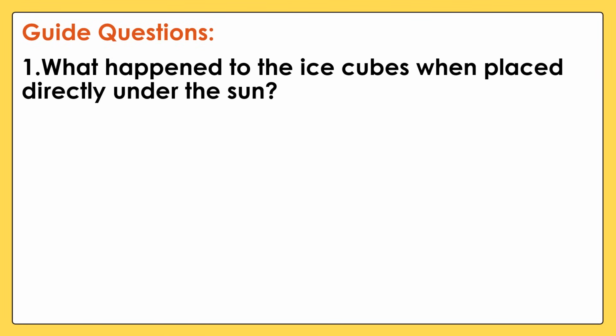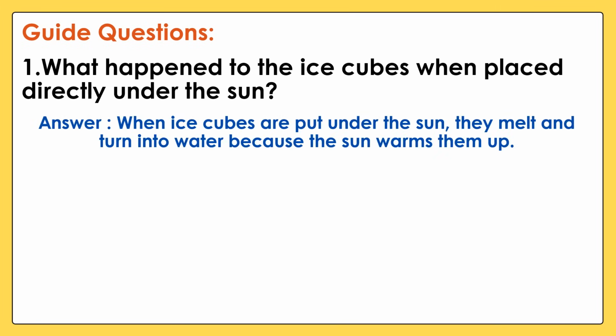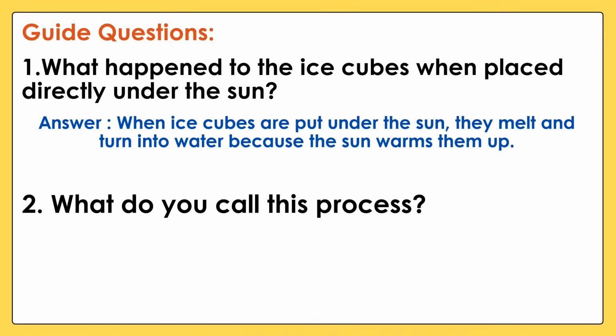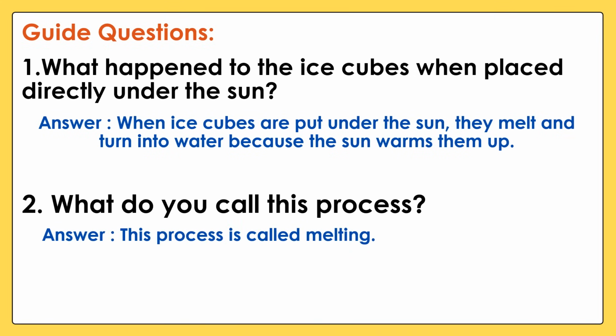And here are the answers. Number 1, what happened to the ice cubes when placed directly under the sun? The answer: when ice cubes are put under the sun, they melt and turn into water because the sun warms them up. Number 2, what do you call this process? This process is called melting.